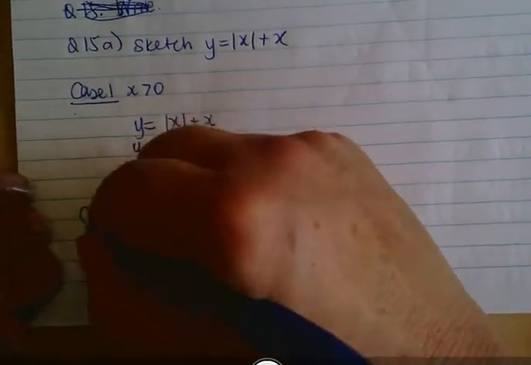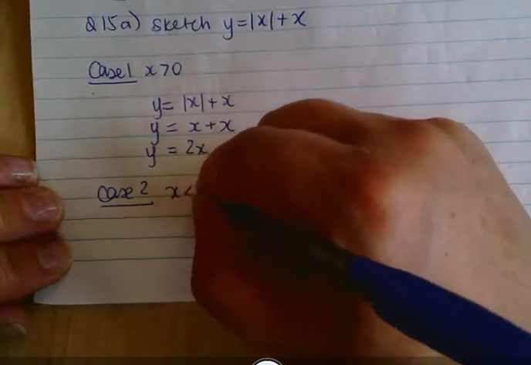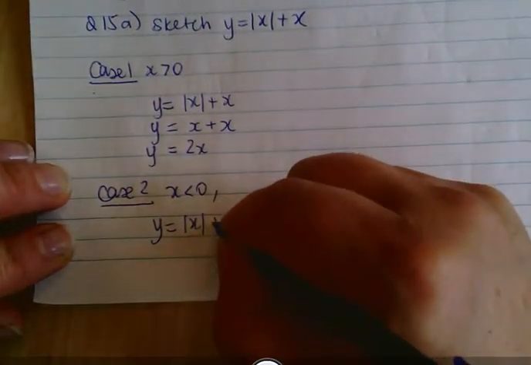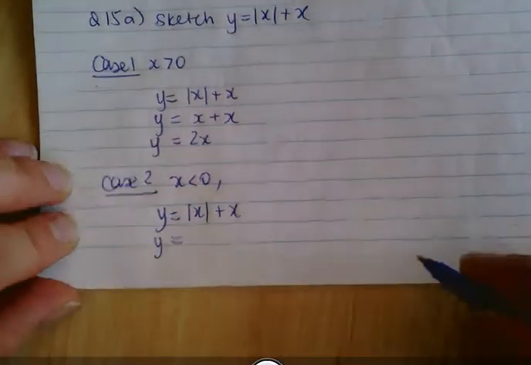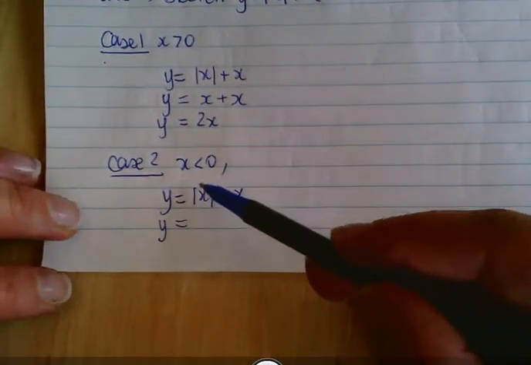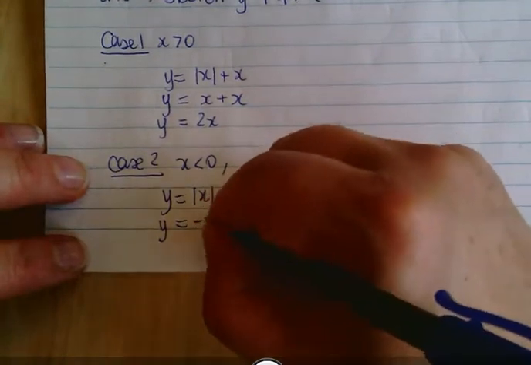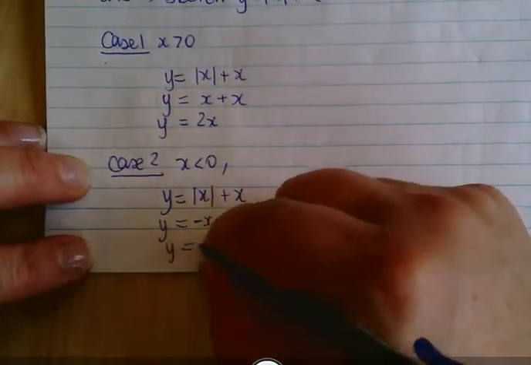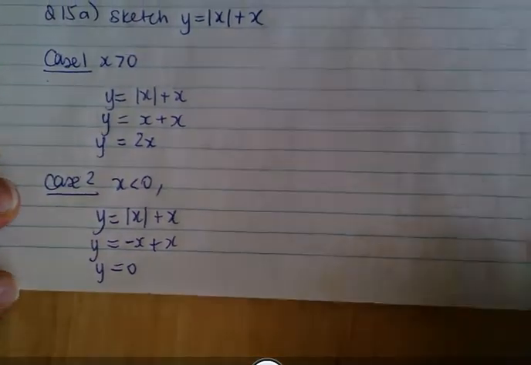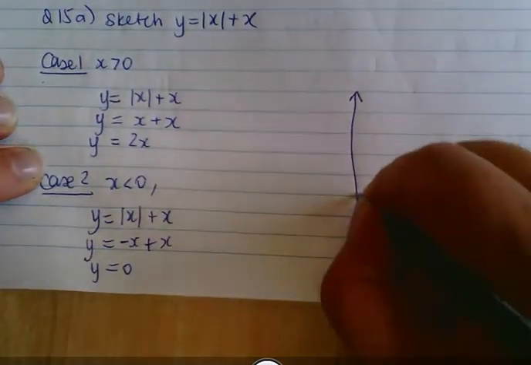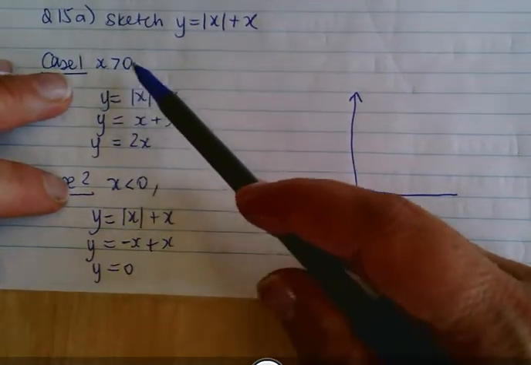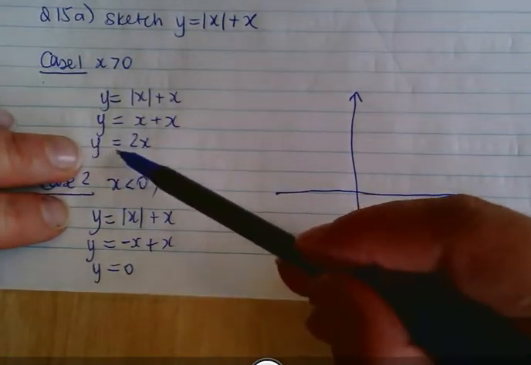And case 2, where x is negative. What would happen with our absolute value of x? Well, the definition is, if x is negative, you've got negative x plus x. Now, negative x plus x is 0. So these are the equations of your two branches. So when x is positive, we've got y equals 2x.